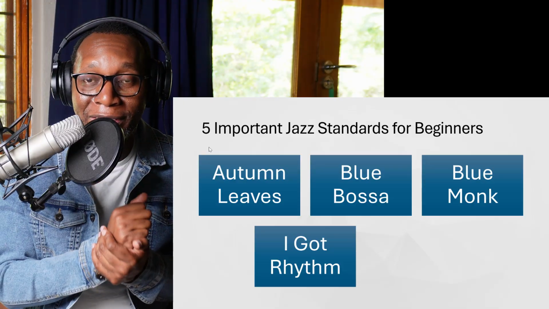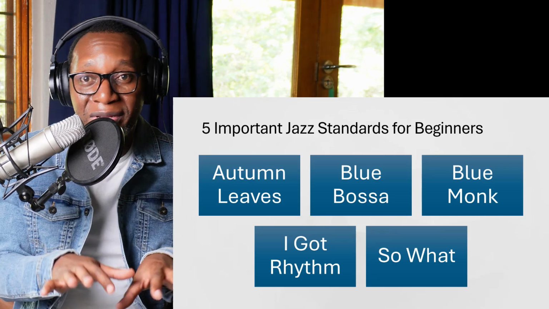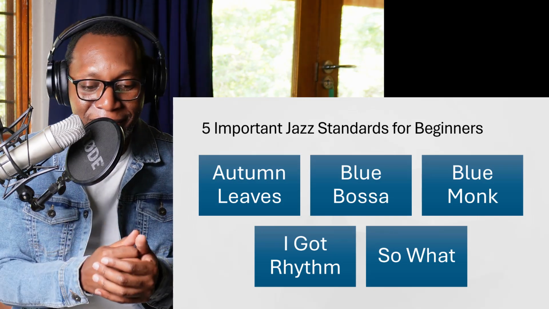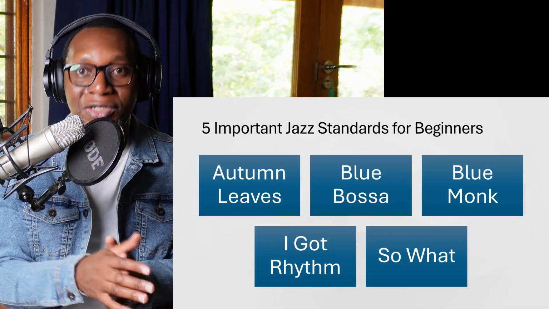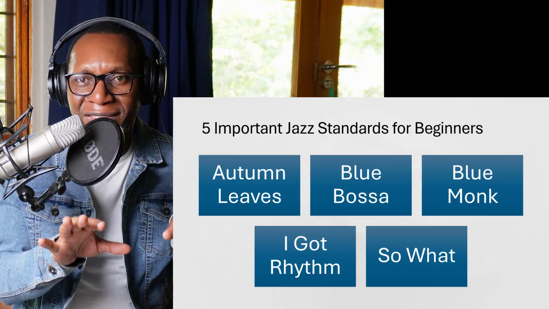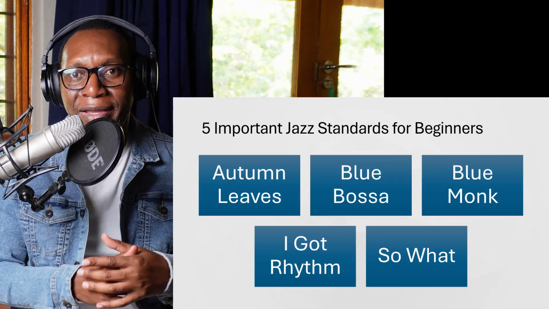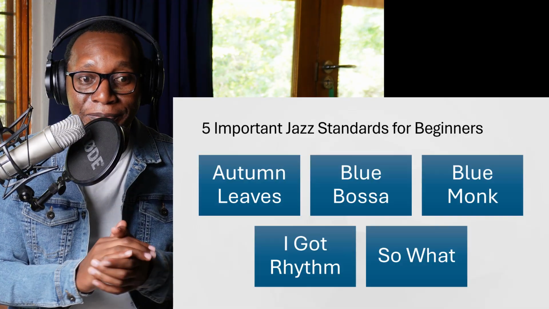And then finally, we explored So What, which introduced us to modal music, which is more modern jazz language, I guess. So it taught us how to play using the Dorian mode. It taught us how to think about rhythm, more advanced voicing such as fourths, and even the use of pentatonic scales. Okay, so that's really cool. So working through these 5 songs will give you a really solid foundation to explore other jazz songs and just to develop your jazz vocabulary and knowledge.